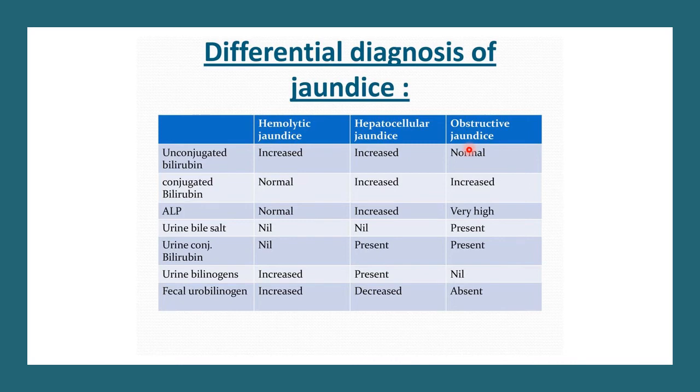This chart summarizes what I've just mentioned. Unconjugated bilirubin is normal in obstructive jaundice. Conjugated bilirubin is increased.